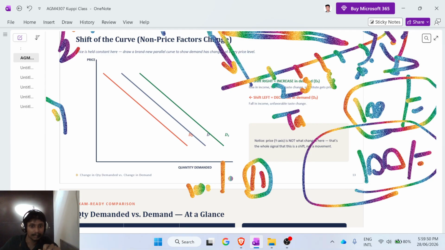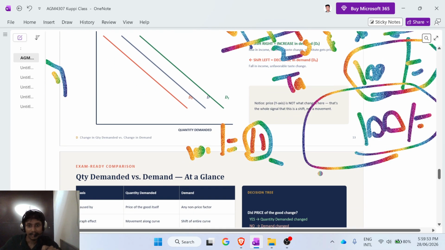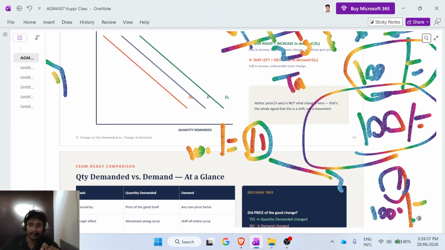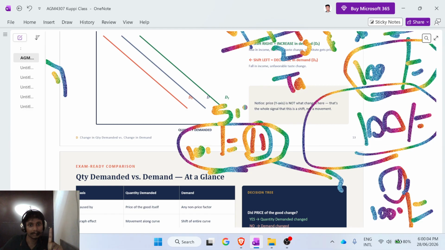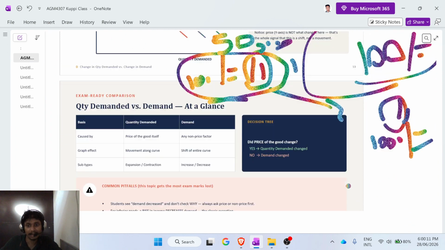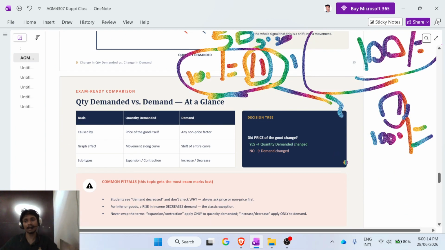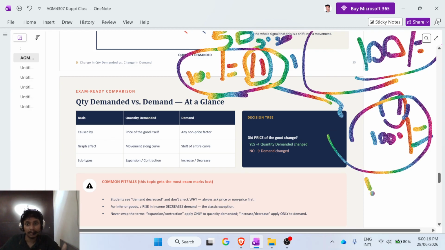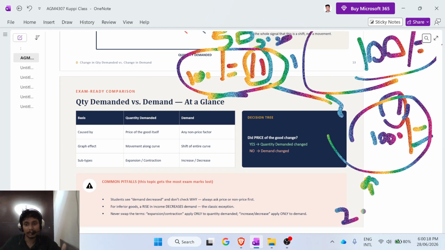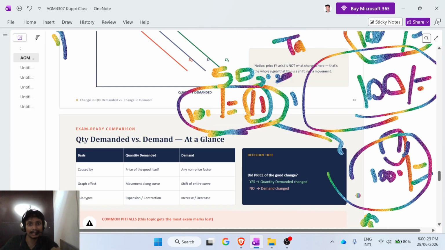Now also the price of the pizza is 1,000 rupees. At that time, while your salary was 50,000, you only bought one pizza. Now your salary has increased to 2 lakhs, so you will buy two or three pizzas. That is the change in demand.